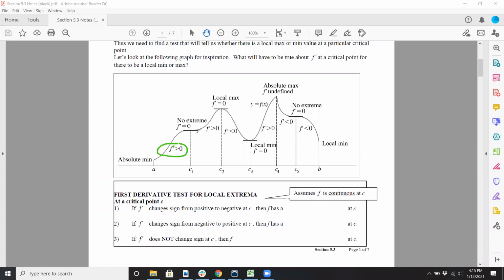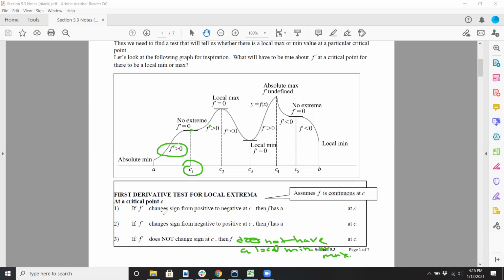Well, focus on what's going on with the derivative. This is a derivative, by the way. It's kind of hard to read, there's a prime symbol. Look before and after your critical point. So this is your first critical point, C1. Now in this case, f prime was positive before we got to C1, and it's positive after we pass C1. F prime did not change sign, so therefore f does not have a local min or max at C1.